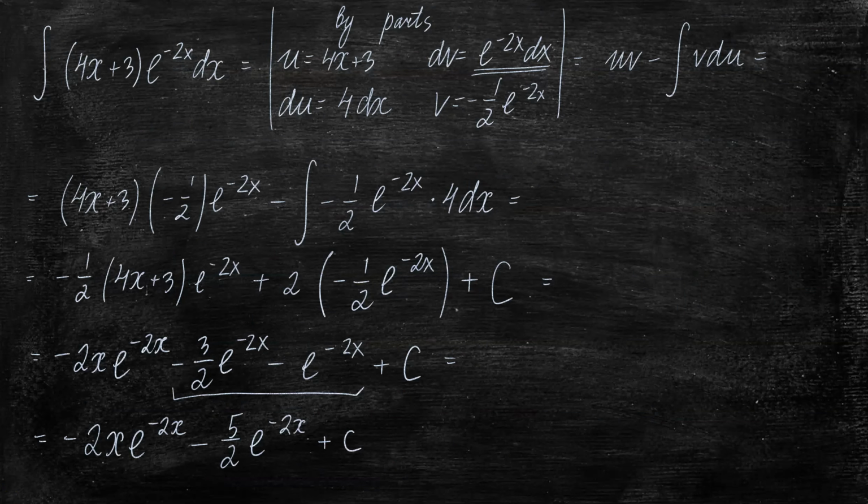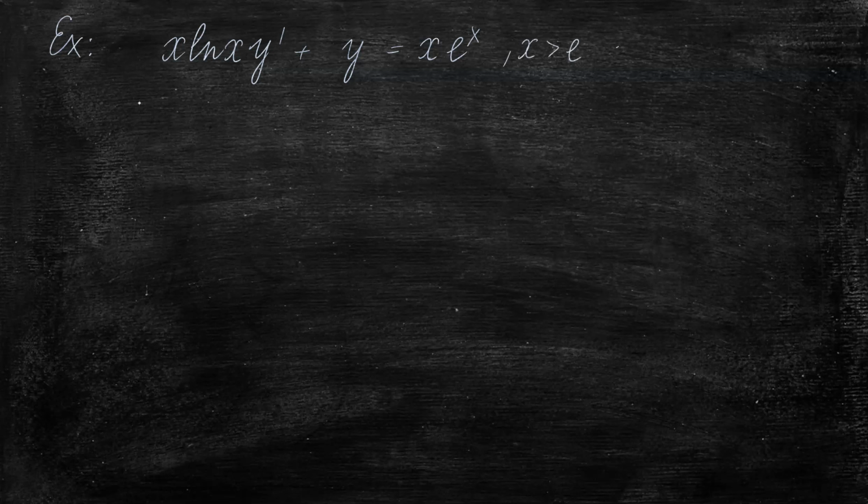All right. Let's do one more example. And this time we're going to solve this differential equation. And first we're going to have to make sure that it is a first order linear differential equation. And it is linear. How do we know it is linear?